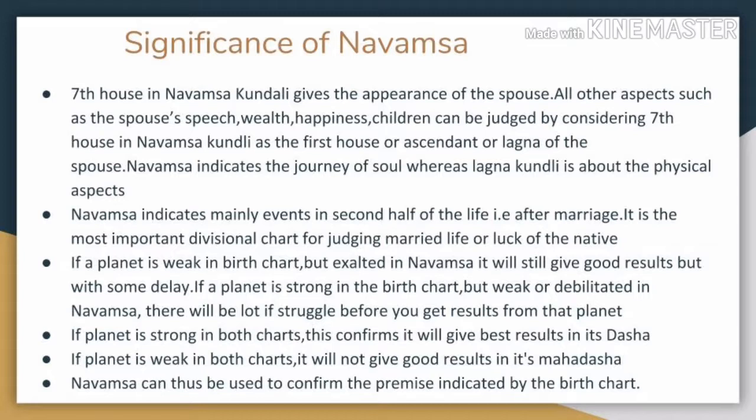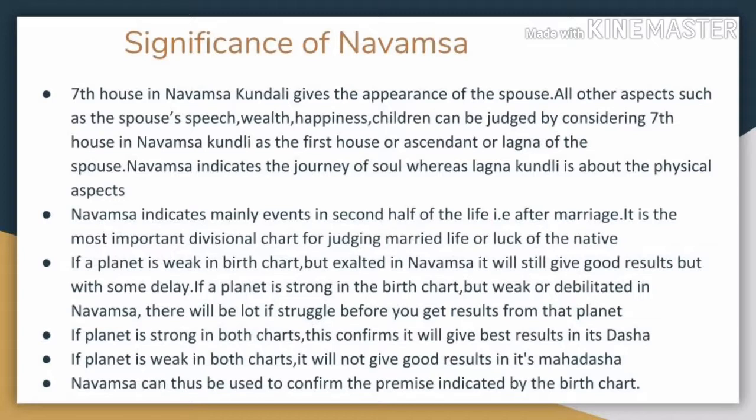If a planet is strong in the birth chart, but weak in the Navamsa, what does that mean? That in the initial half of the planet's Mahadasha or Antardasha, there will be some struggle in getting good results. Okay, but in the second half, this planet will give good results, right?